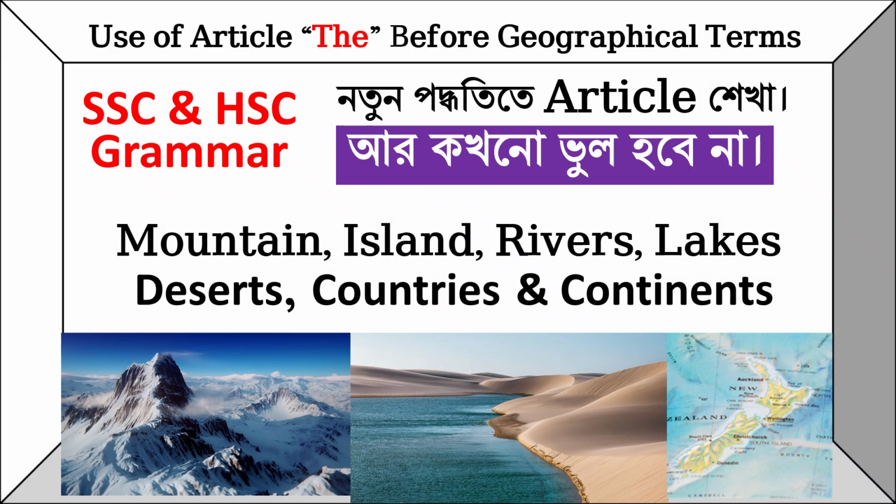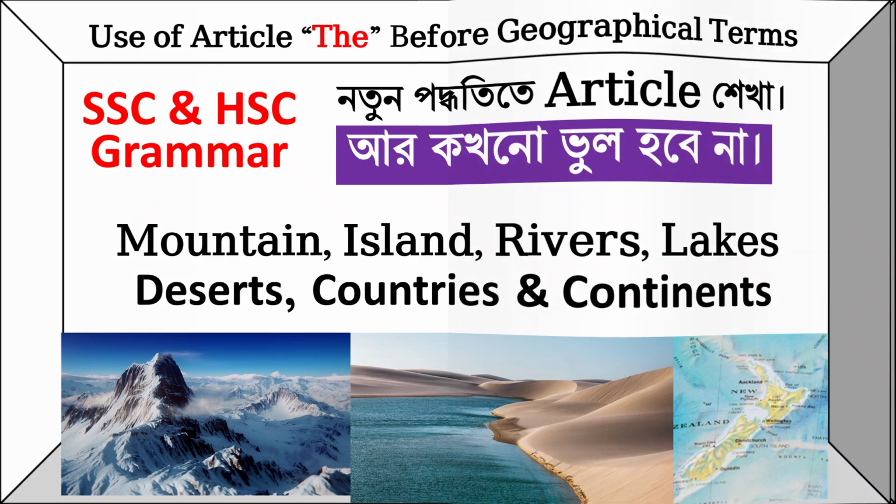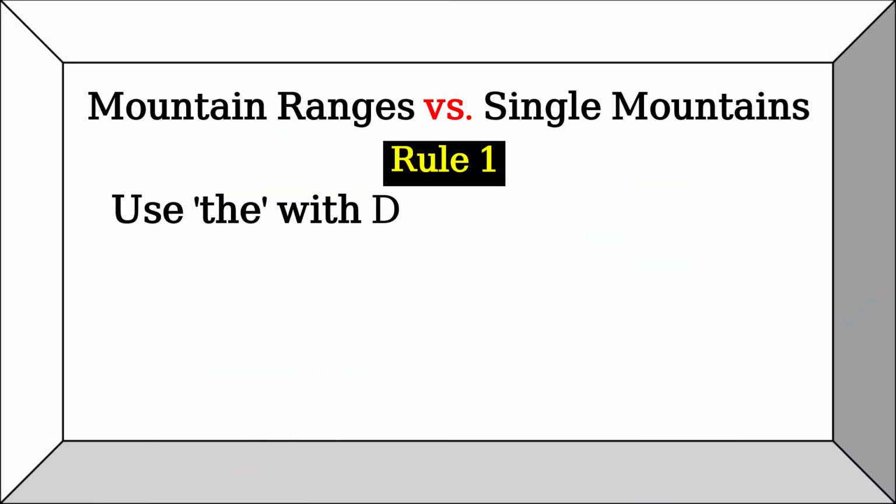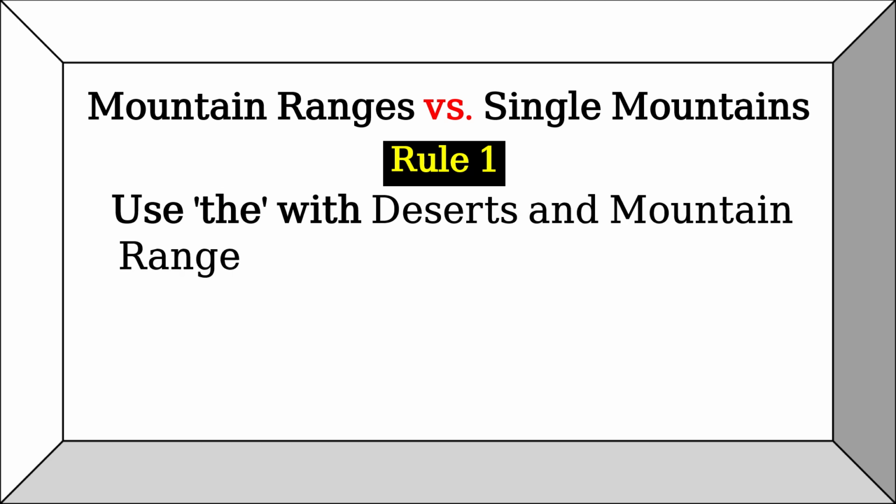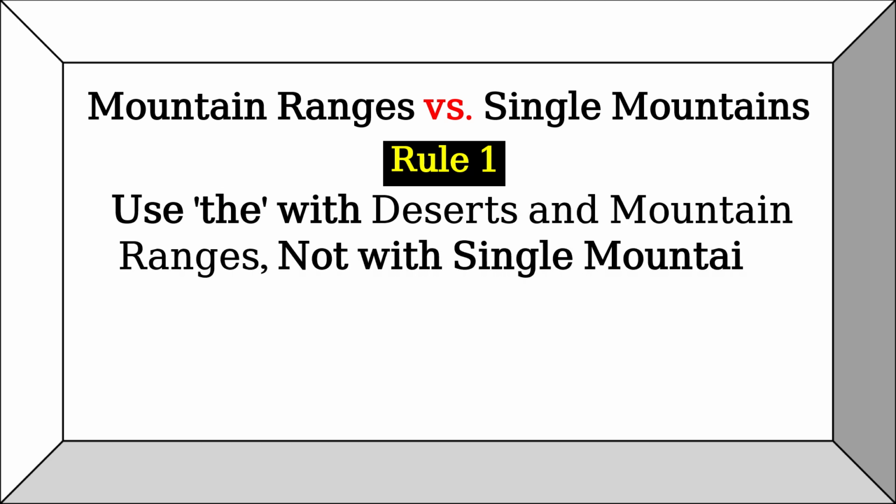Do you know when to use the article "the" in geographical names? Let's make it simple. Rule 1. Use "the" with deserts and mountain ranges, not with single mountains.